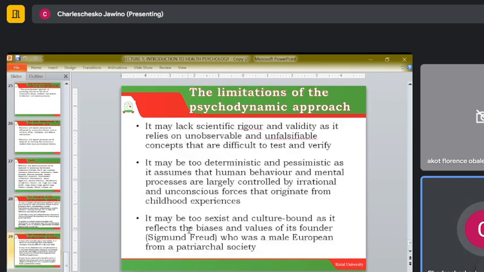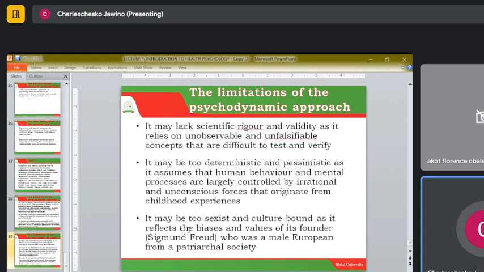When we go to the limitations of the psychodynamic approach, it may lack scientific rigor and validity, as it relies on unobservable and unfalsifiable concepts that are difficult to test and verify. In other words, you cannot subject an experiment to prove whether this child grew up in a country which had very many wars. You cannot prove that. That is what we mean by lack of scientific rigor. You cannot prove the information you obtain from the psychodynamic approach.